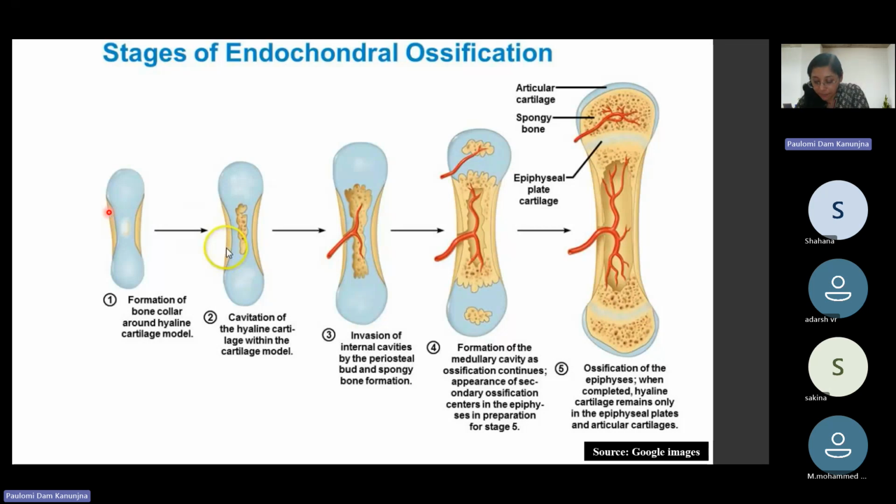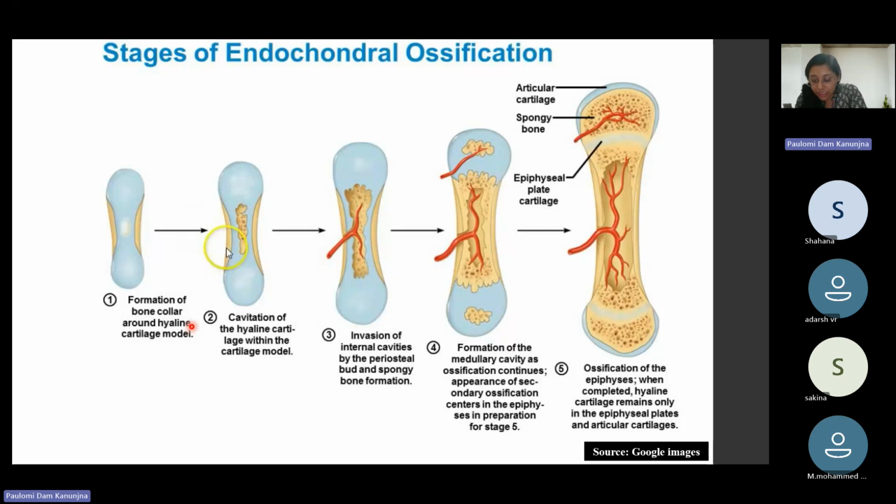The first thing is cartilage model formation. So you have a hyaline cartilage. This is the hyaline cartilage, right? It develops as the model of the future bone, saying this is how you should be. And it develops from mesenchymal cells. The mesenchymal cells give rise to different kinds of cells, and one of these is this cartilage model.